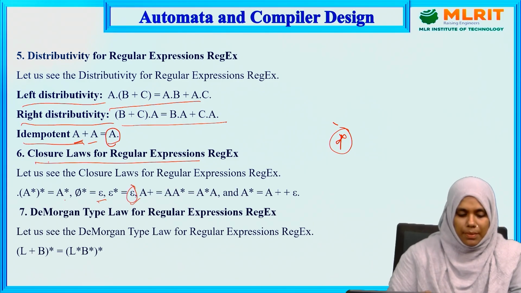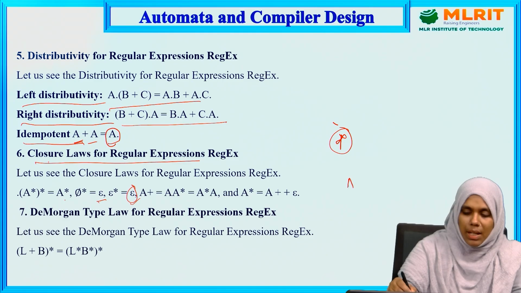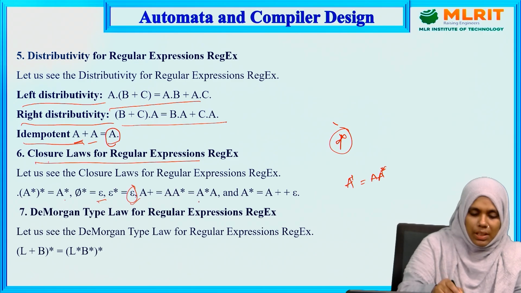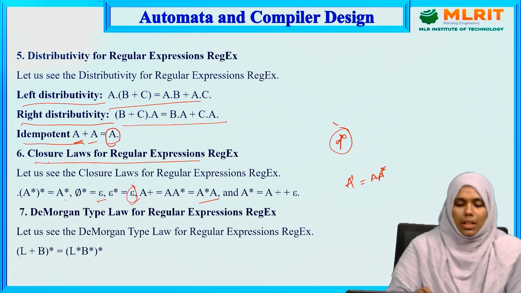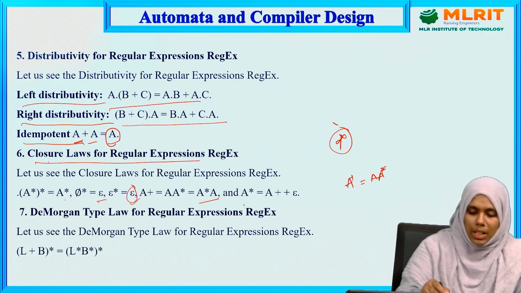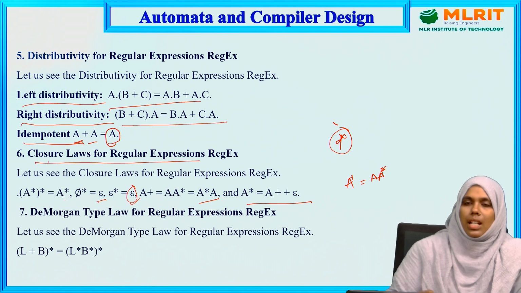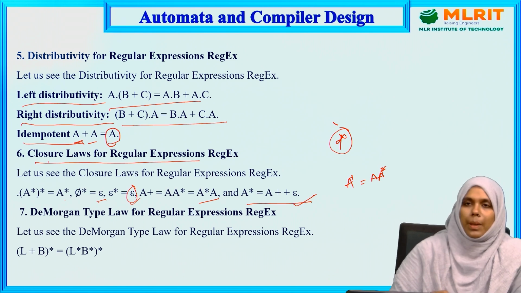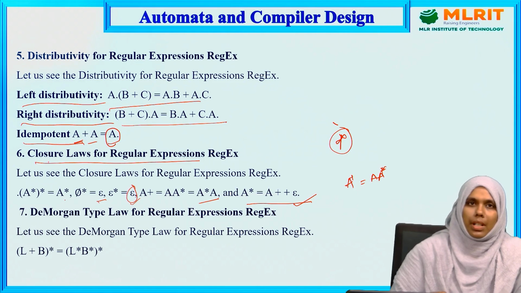epsilon itself. In the same way, if it is a power plus, it can be written as a into a power asterisk, which is equal to again a star a, and also a power star can be written as a power plus plus epsilon. This is the closure property.